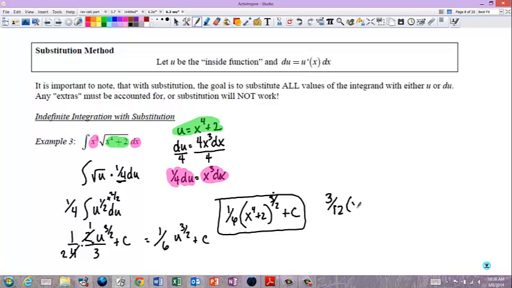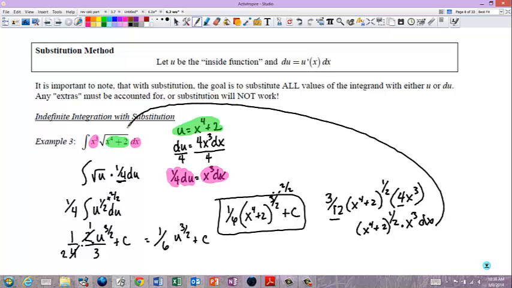3/12 times (x to the 4 plus 2) to the 1/2, times the derivative of the inside, 4x cubed. If you multiply the 4 and the 3/12, you get 1, so it's just (x to the 4th plus 2) to the 1/2 times x cubed dx, because I took the derivative with respect to x. And that's what I started with, so I know my answer's right. And that's how you can be sure.